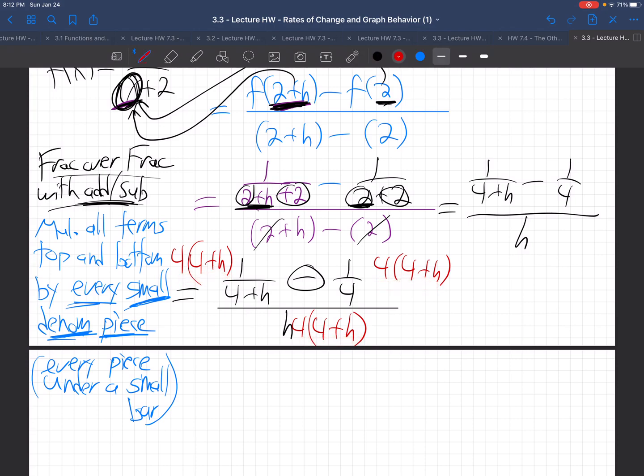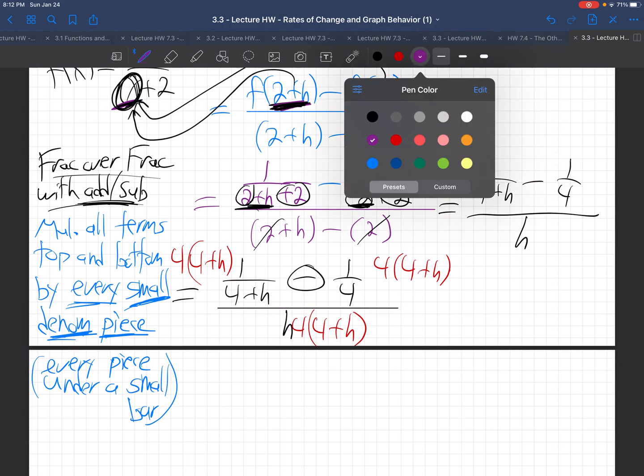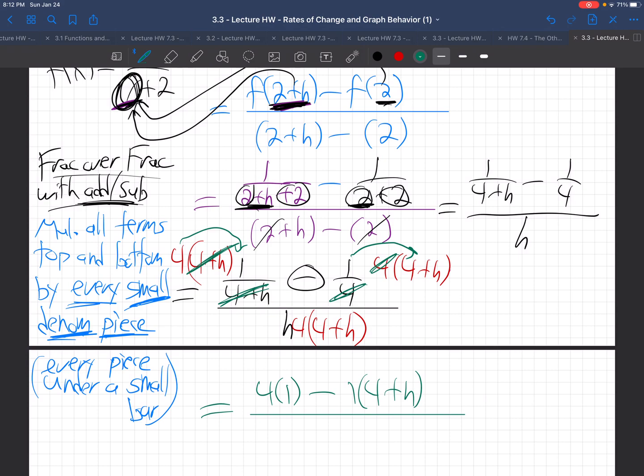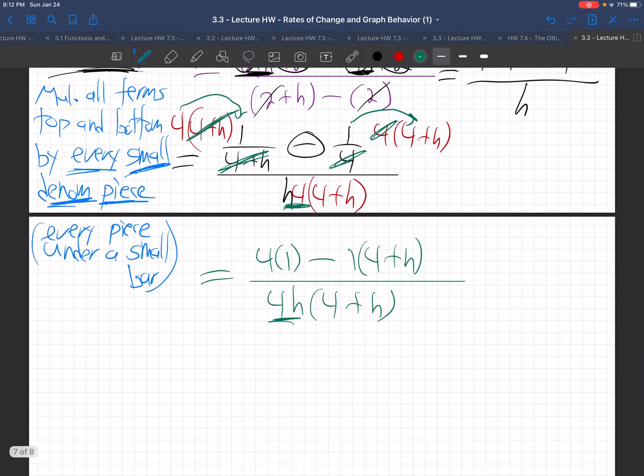Okay, and then what happens from all that? Well, what happens is this cancels, doesn't it? What do we get then? It's going to clean it up for us. We're going to get, what's left here? 4 times 1 minus 1 times this, 1 parenthesis 4 plus h. And on the bottom, I'm going to reorder this 4h. 4 plus, it doesn't matter, h4, 4h, whatever. Okay?